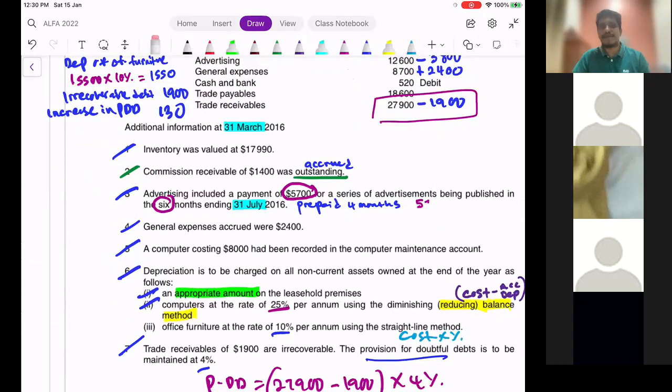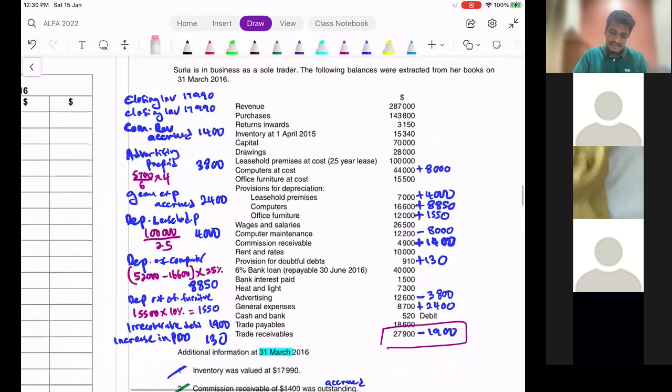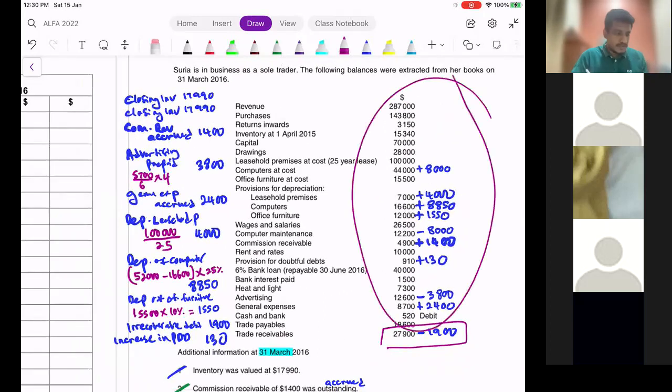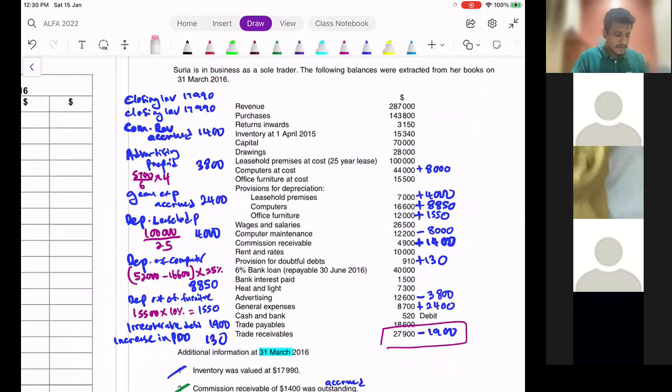Okay, then you can prepare with the new numbers. There are new updated numbers, and also there are new items. So all this will be recorded in the statement of financial position and also the income statement. Any question? Can I do the income statement? Okay, I will do the income statement now.